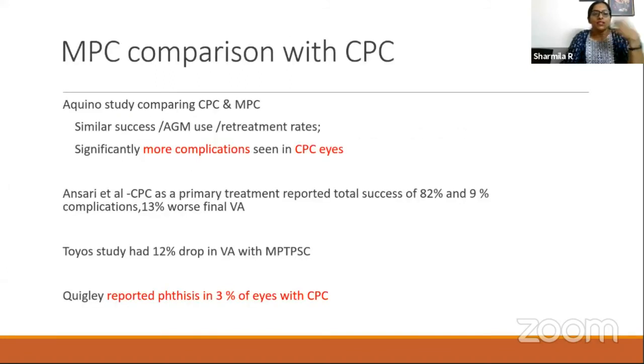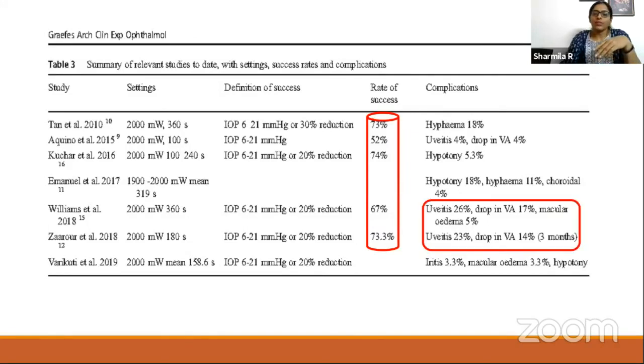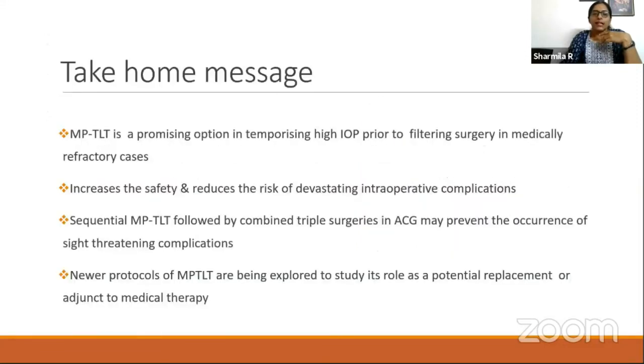Comparison with the conventional procedure also showed that the conventional procedure had more complications, with more phthisis reported. Compared to the other studies which have been reported, our success was very similar. We had a success of around 75%, which is very much similar to all those studies. Our drop in visual acuity was also slightly lesser than what was reported, at 10% in our study.